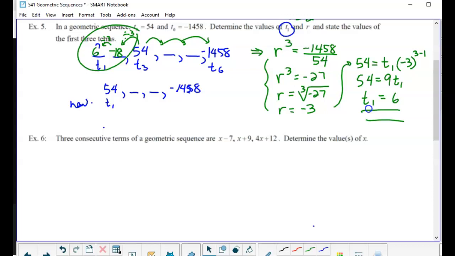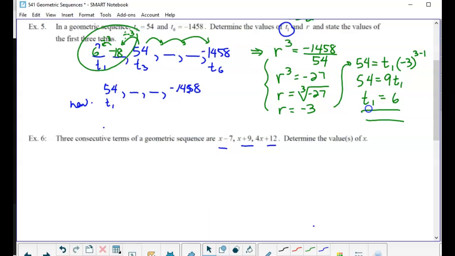Okay, so example 6, 3 consecutive terms of a geometric sequence are given there. Determine the value or values of x. So this, we did a similar one for arithmetic. Looking at it, it doesn't look geometric, but x is going to be some value that when we substitute it in, the results are going to be geometric.